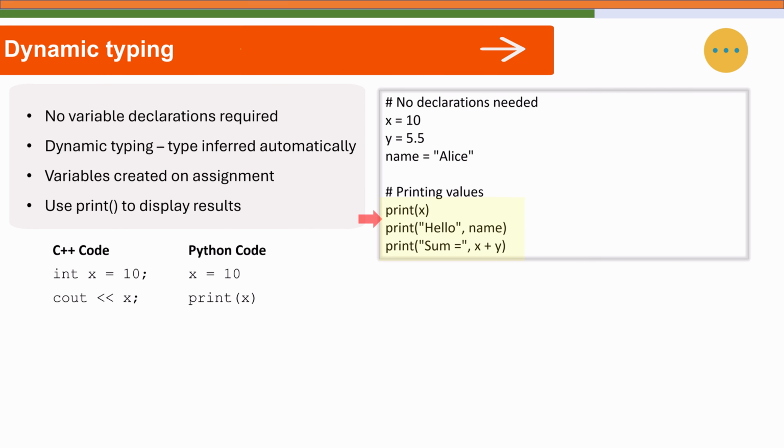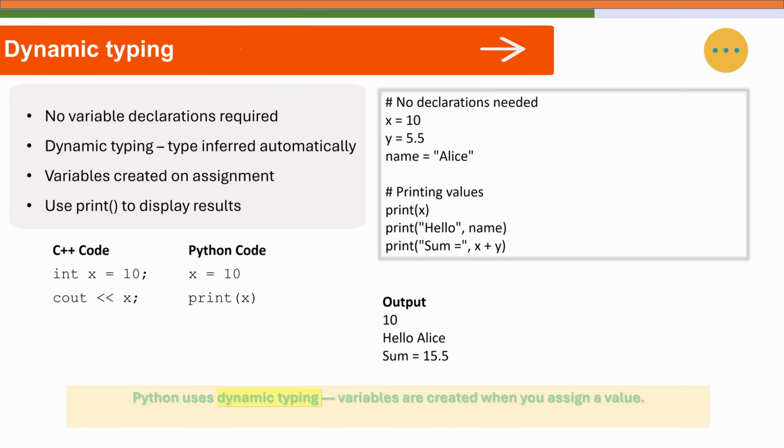Once the variables are created, you can easily display them using the print function, for example print(x), as shown on the screen. So the print function sends output to the screen. It can show text, numbers, or even expressions all at once.